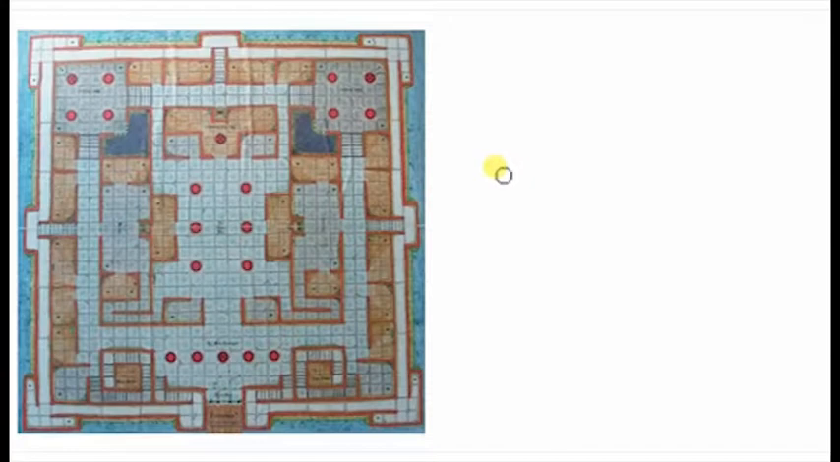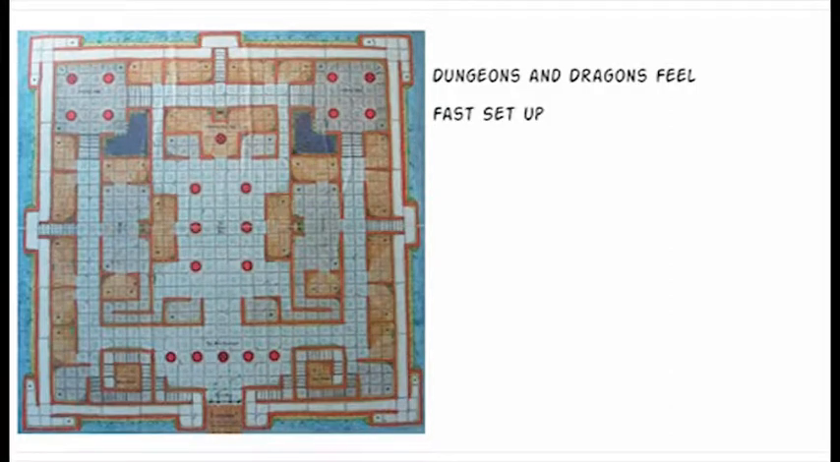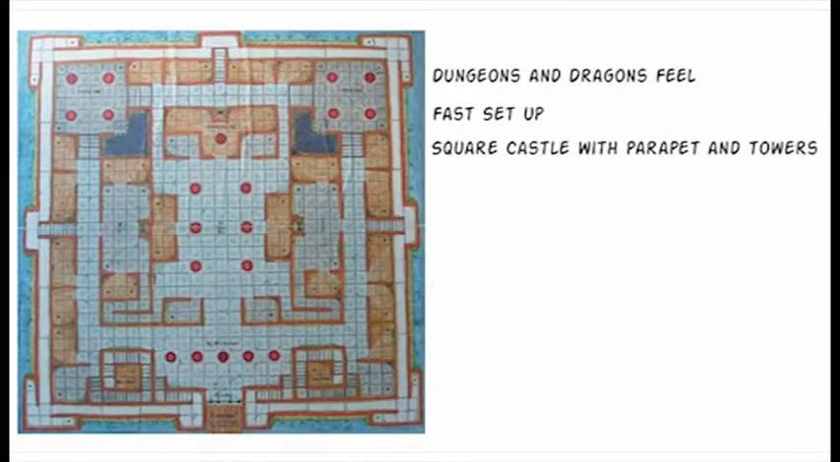I'm going to start by showing you the finished version of the Fortress board, and then talk about a few of the iterations that it went through during the design phase. Hal started with a couple of key criteria, namely that he wanted the game to have a Dungeons and Dragons feel. He wanted the setup to be relatively fast. He knew he wanted to have a square castle with parapets and towers to represent the fortress. He wanted to have different classes of characters for each player to control.